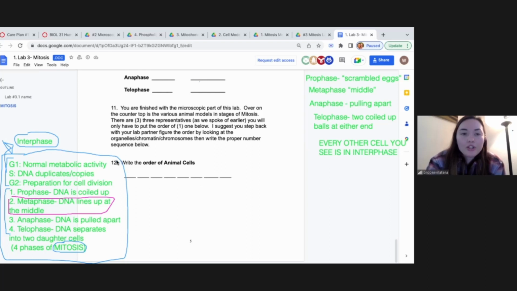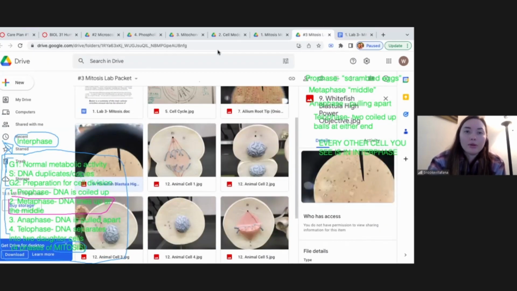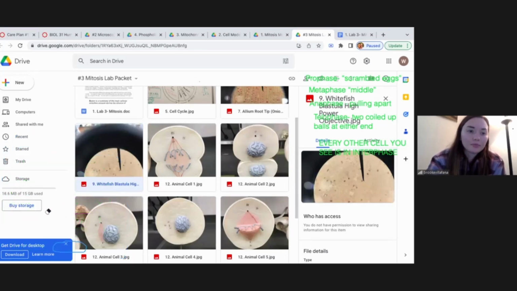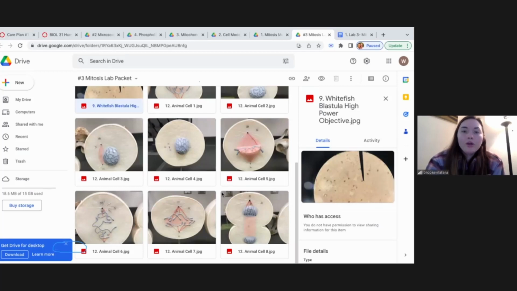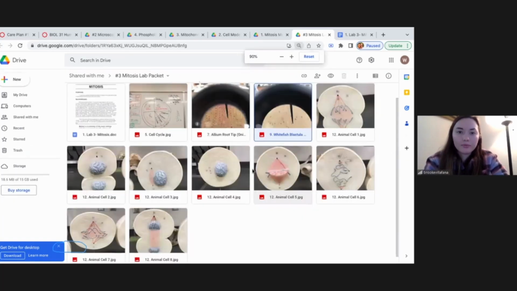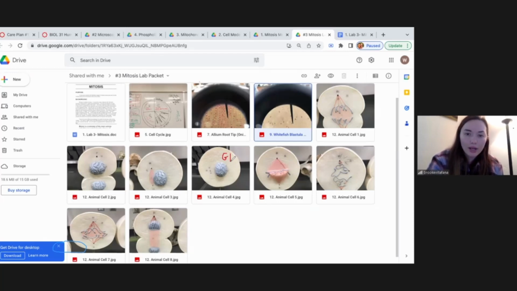Okay, so for question number 12, asking you to write the order of animal cells, you're going to use these right here. Let me erase all of this writing. Okay, so you're going to use the correct order, and then you're going to use these pictures. The one that's pretty obvious, the first one, is this one. In my opinion it's pretty obvious that this is G1. The cell looks like it's just resting, not doing anything.